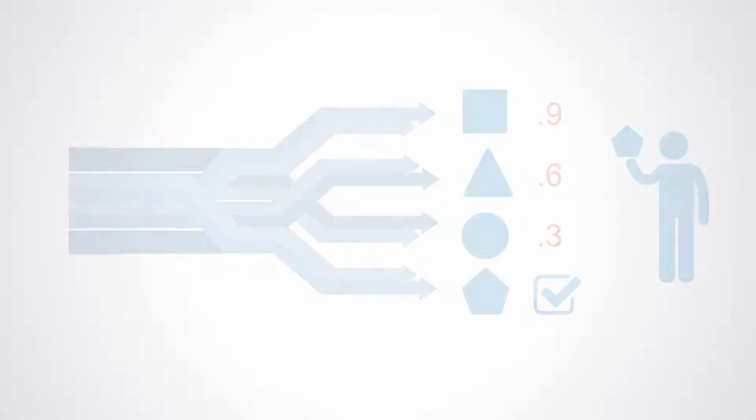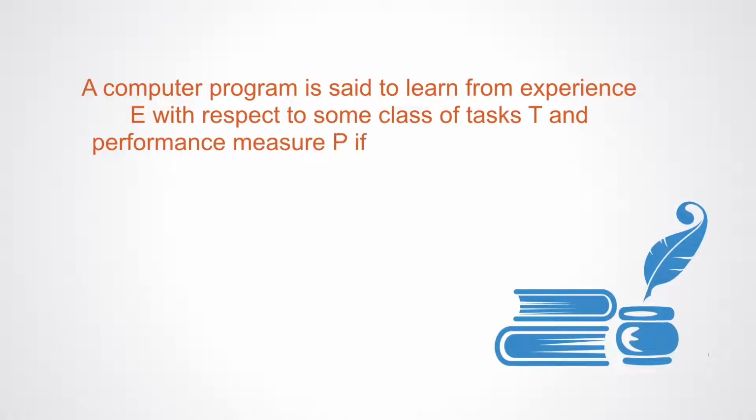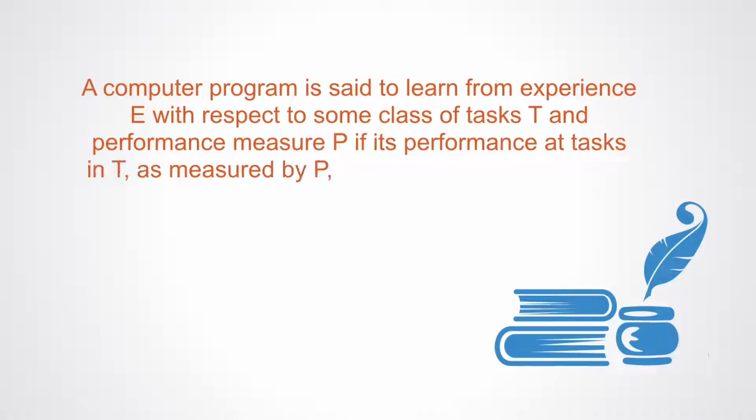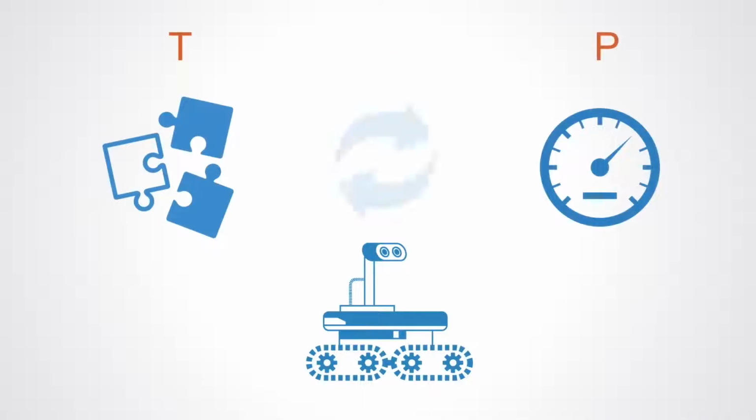The formal definition of a machine learning system is stated as such. A computer program is said to learn from experience E with respect to some class of task T and performance P if its performance at task T, as measured by P, improves with experience E. Which essentially just means that the computer is given a task and some metric for success, and with each iteration over the task it is performing, it gets better at doing it, as measured by the performance metric.